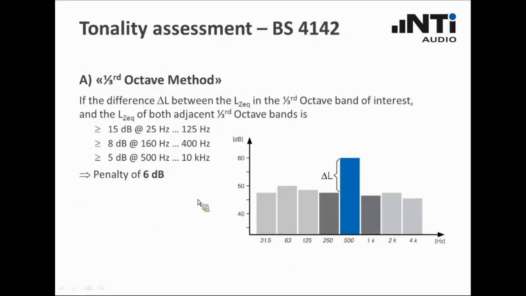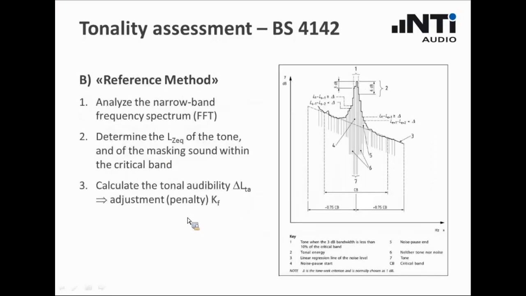Now when we take a look at the national standard, this is the British standard, the 4142, we have again the third octave method. It's basically the same as the survey method we just saw with the ISO standard. We also have a penalty of 6 dB in case this condition is met. Or we have the so-called reference method, that would be the FFT-based method.